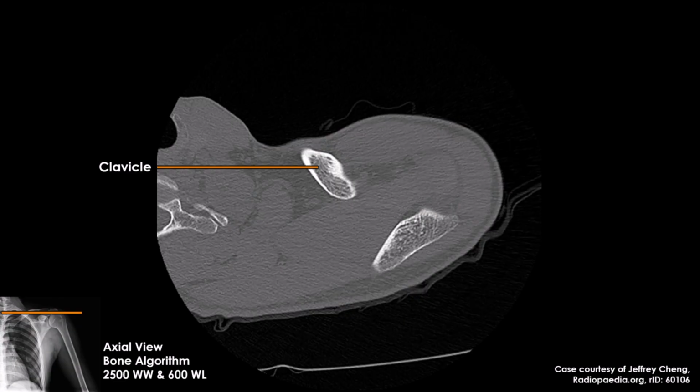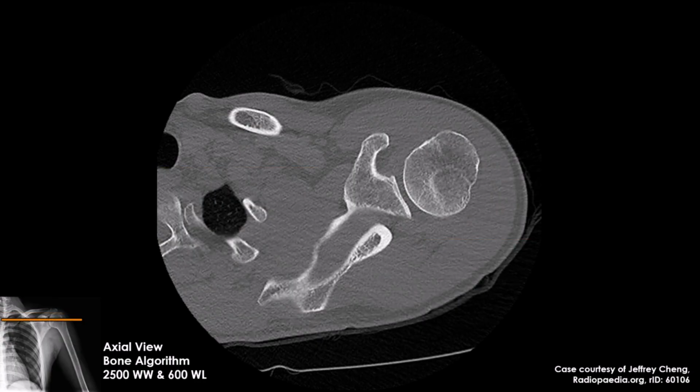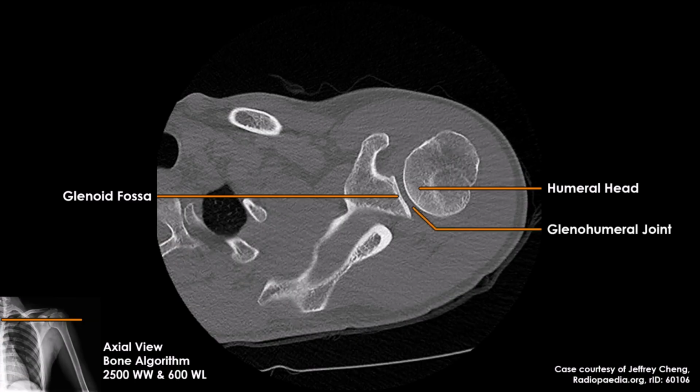We can no longer see the acromion, but we can see the scapular spine. Remember, the scapular spine extends laterally and ends at the acromion, moving inferiorly in the axial plane. This is a very important image of the shoulder. Most importantly, we can see the glenoid fossa of the scapula, where it articulates with the humeral head of the humerus at this joint called the glenohumeral joint.